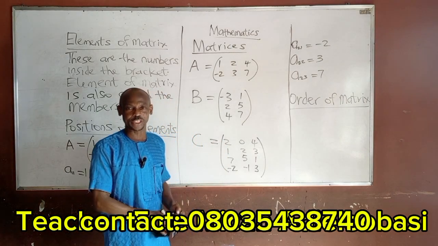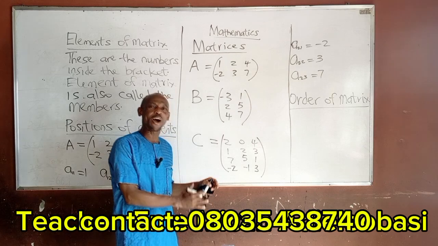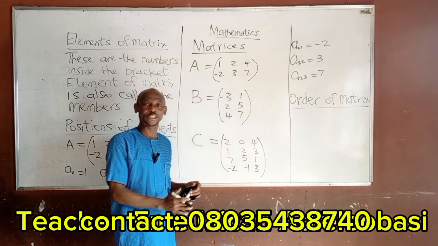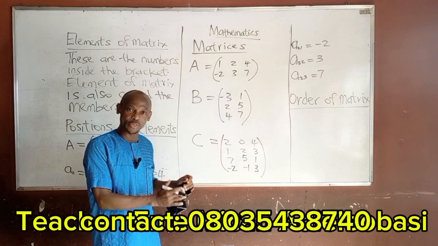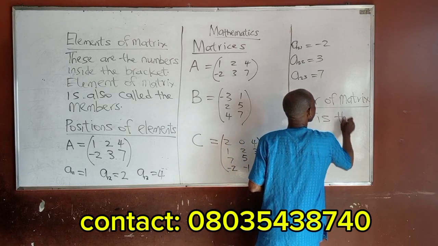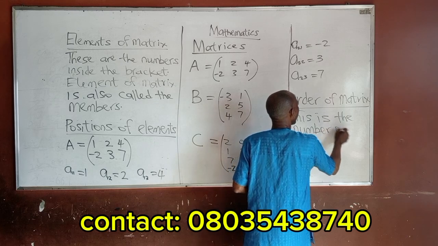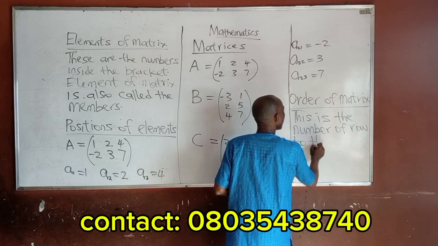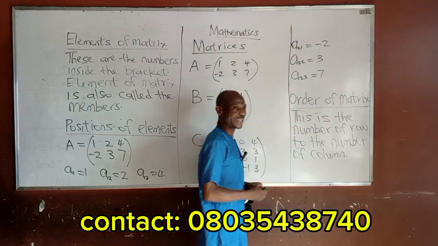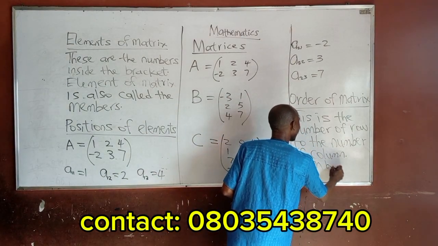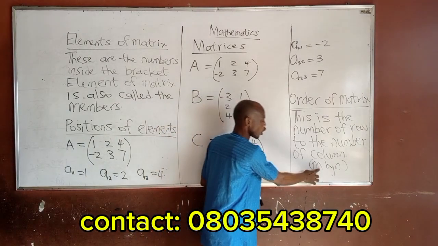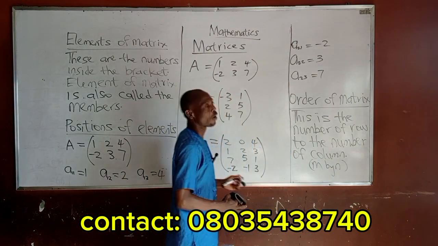Now, the order of a matrix is the number of rows and the number of columns. We say that the order of a matrix is given as the number of rows by the number of columns. And it's usually given as M by N, where M stands for the number of rows and N stands for the number of columns.